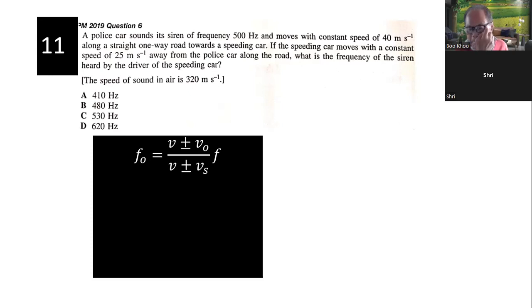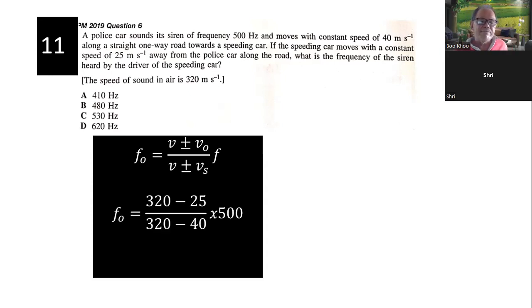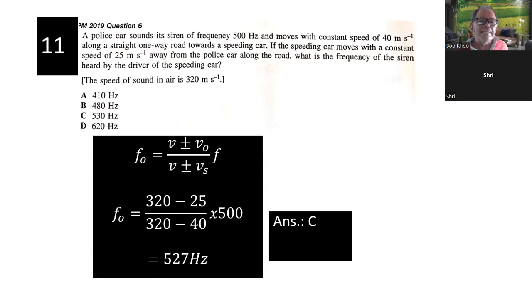Definitely the police car means it's chasing the fella. So that means of course also negative. It's moving in the same direction. The sound wave and the siren, which is the sound source, and the police car are moving in the same direction, negative, correct? Both negative, times 500 to get your F naught. 527.